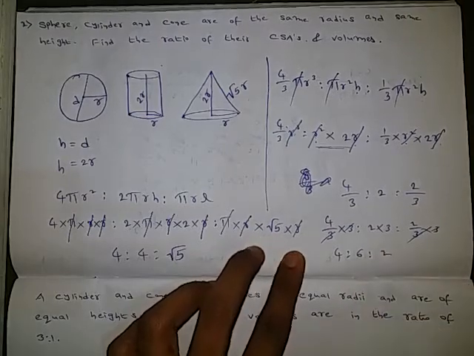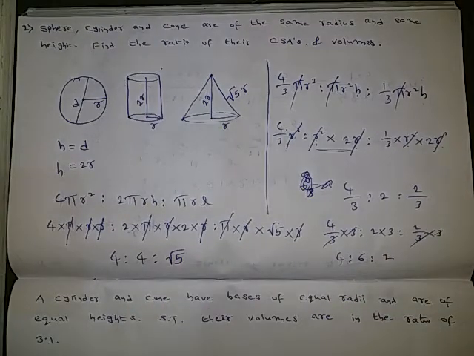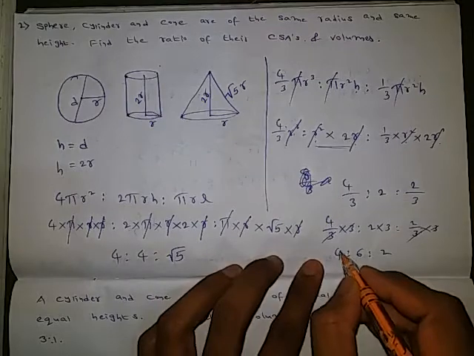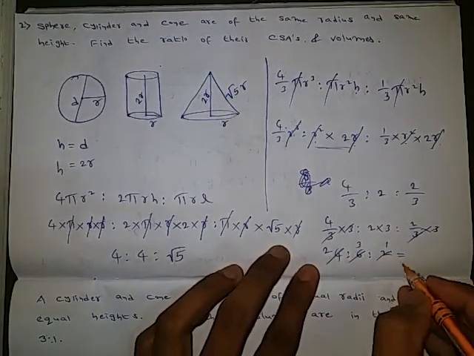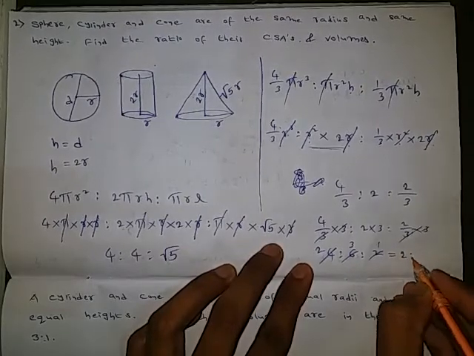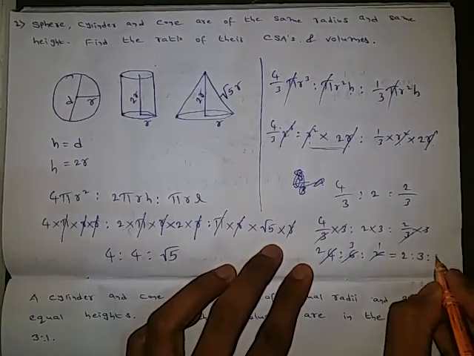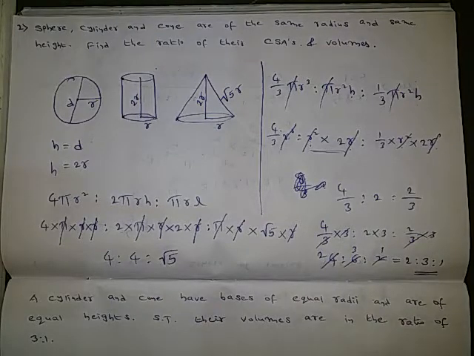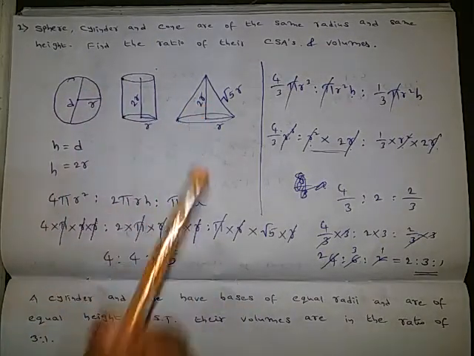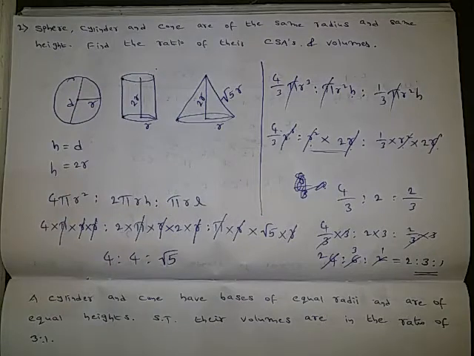Next, if any simplification is possible, we need to do that also. That is, 2 2s are 4, 2 3s are 6, 2 1s are 2. So we will get 2 is to 3 is to 1. 2 is to 3 is to 1 is the ratio of these three figures' volumes.